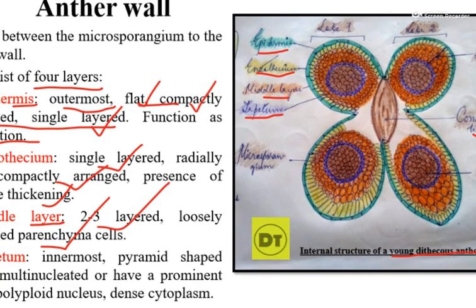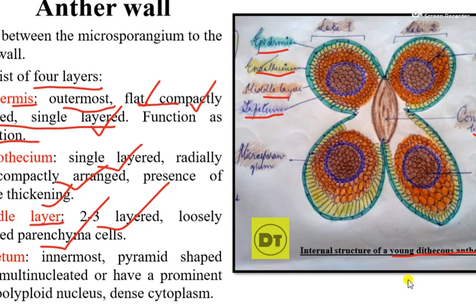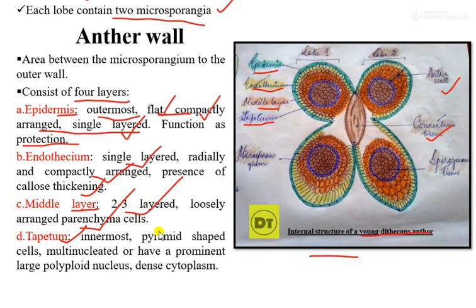Okay, you can see here, this purple colored layer. This is the tapetum. Okay, the tapetum is the innermost layer, with pyramid shaped cells. The cells are shaped as pyramids. They may be multinucleated.